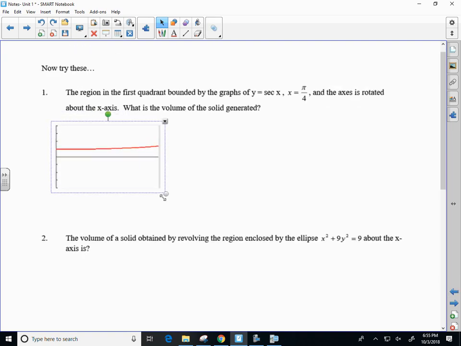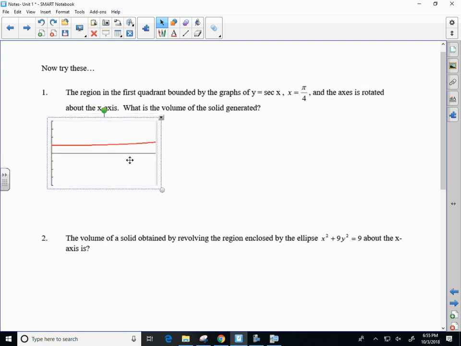All right, so even if you know what a secant graph is, sometimes on a particular interval, you might need some help. So what I want to do is I want to create an arbitrary rectangle, and I want to rotate it about the x-axis. So I'm going to go like this.